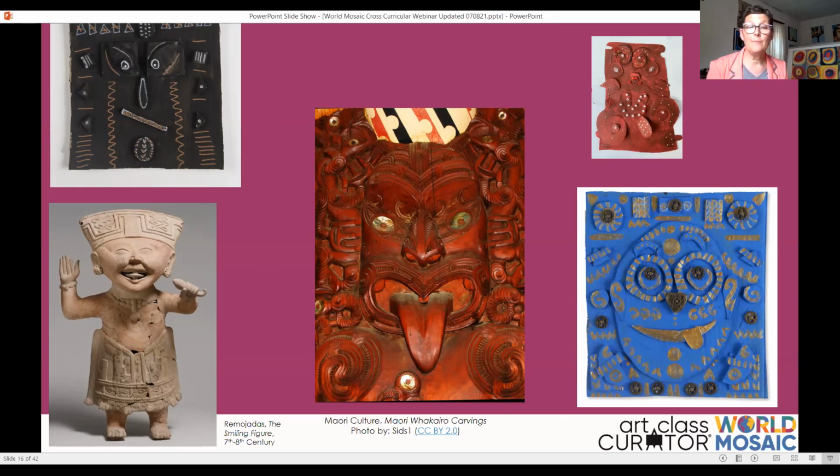It's from the Maori culture, and it is Whakairo carvings. The WH is actually pronounced with an F, Whakairo. And really, these are a very expressive people, and there's a lot of tattoos and cool things like that.